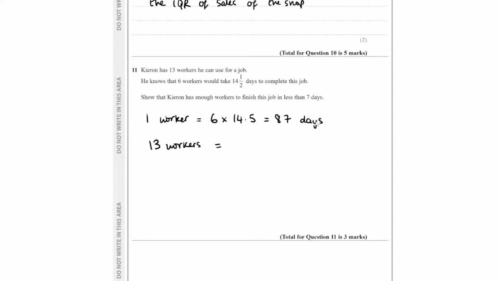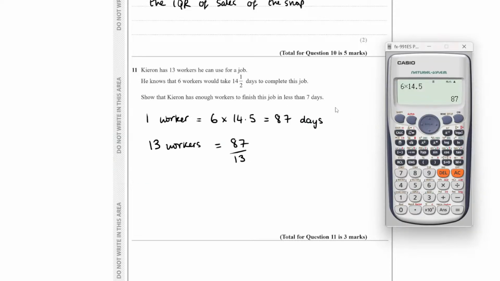Now, this is the one where you want to do 87 divided by 13. So it takes 1 worker 87 days. 13 workers will take less time, 13 times faster. So you do 87 divided by 13. And we're obviously hoping that's going to be less than 7, isn't it? That's what they've asked us to show.